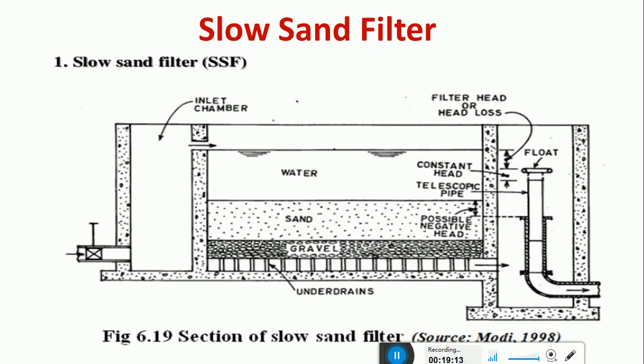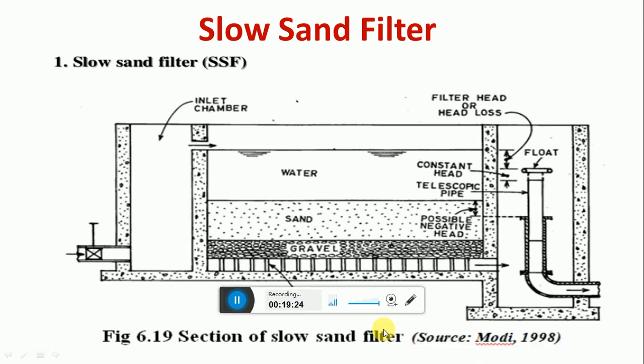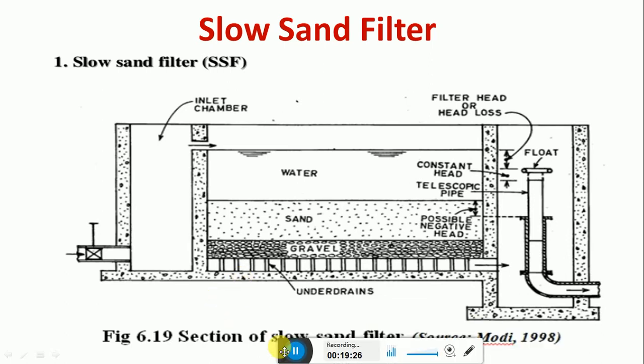And this is the image wherein you can see the picture. This is the image of the slow sand filter, wherein you can see the different parts here. This is the inlet chamber where the water enters, and this is the head of the water, and this is the telescopic pipe, and this is the float.